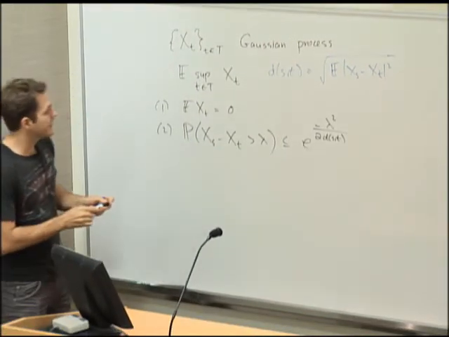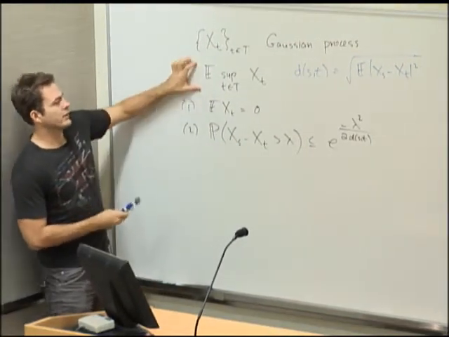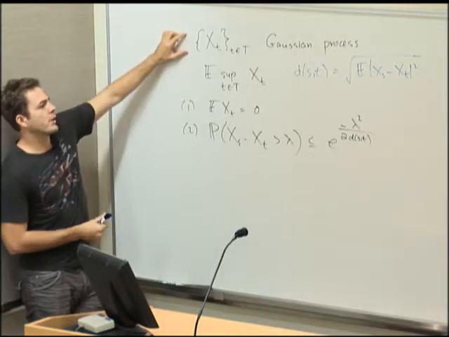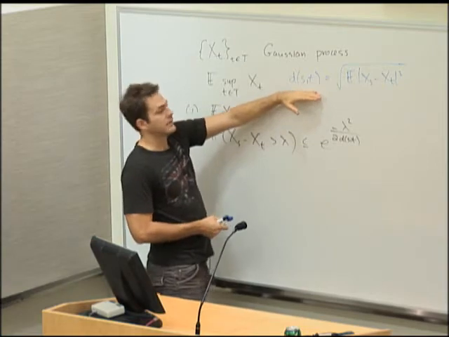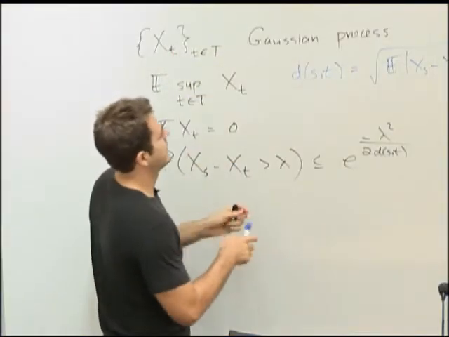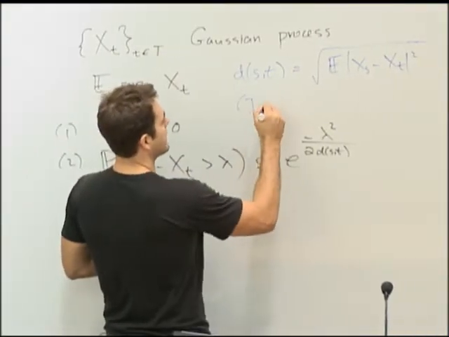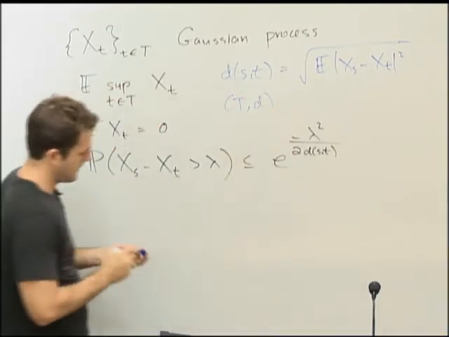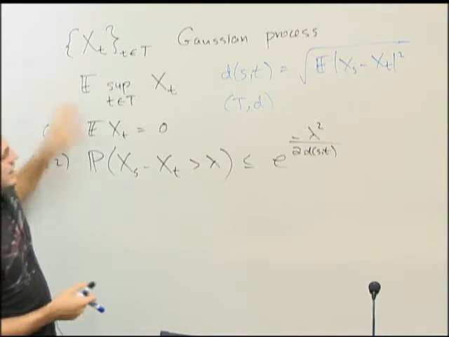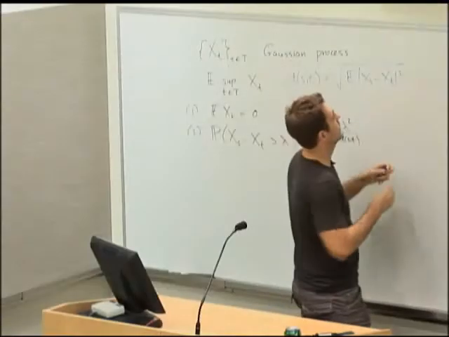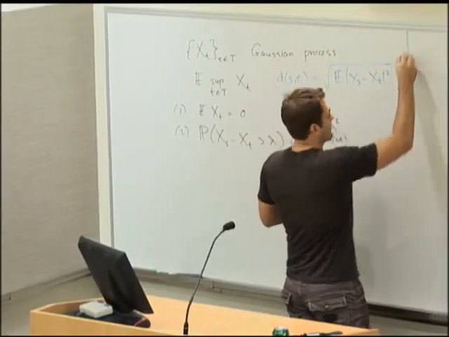And then what we did last time, we said, well, how can we control this quantity in terms of the geometry of the process? What I mean by the geometry of the process is that we have this process and this distance, which now makes (T, d) into a metric space. And now we can look at the geometry of this metric space and see how the geometry affects this value. And what we did last time was the following.